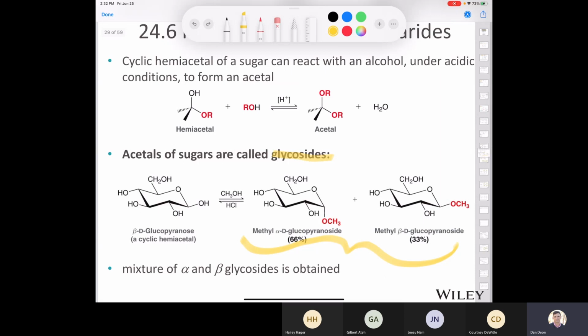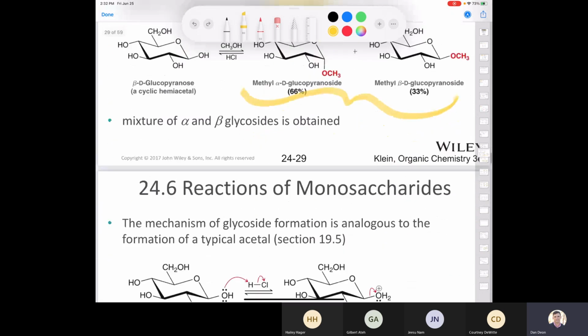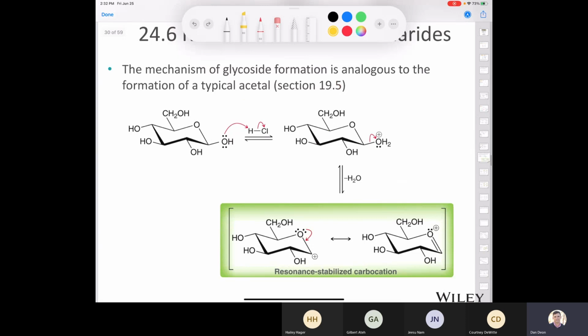So if we take a look at the mechanism, that's going to help us rationalize why we get a mixture. Because the first step is to convert that hydroxyl into a good leaving group. Okay, once we've converted it into a good leaving group, it's going to leave, right? We're going to lose water. Water is the conjugate base of hydronium, which is a strong acid. So water is a good leaving group. Then we end up with this resonance stabilized carbocation, right?